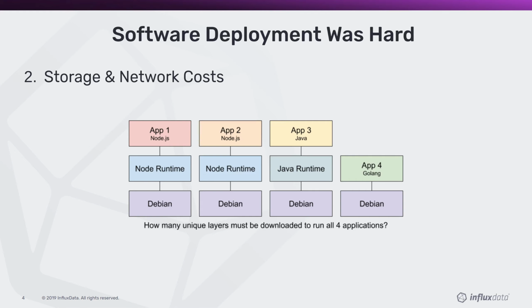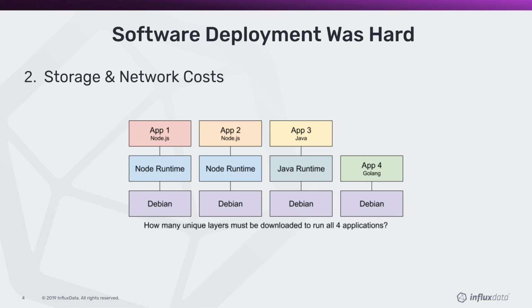This is because, say, take app 1 and app 2 here in this diagram. They both built on Debian. They both use the Node runtime. I'm suggesting here that they're using the same version of the Node runtime. The only thing that differs, hence the colors, is the application code itself.